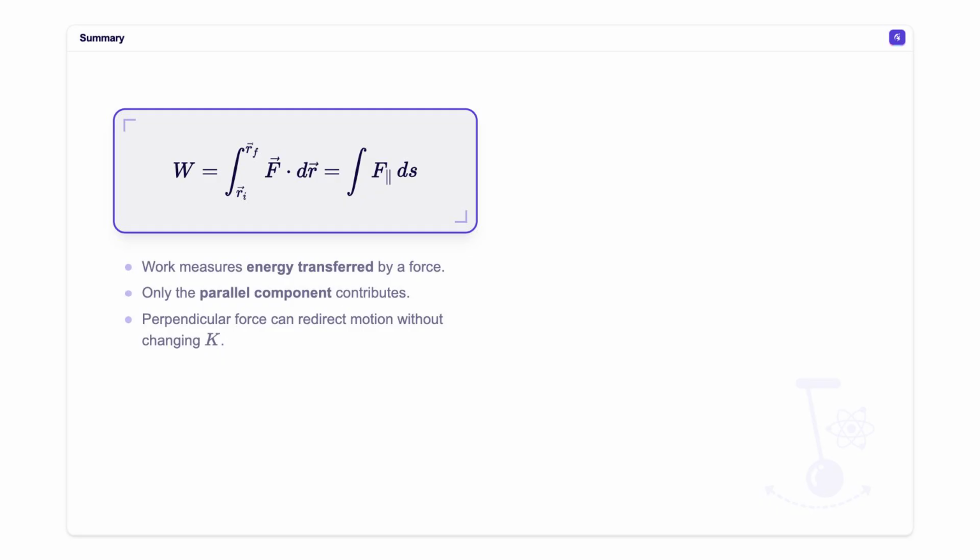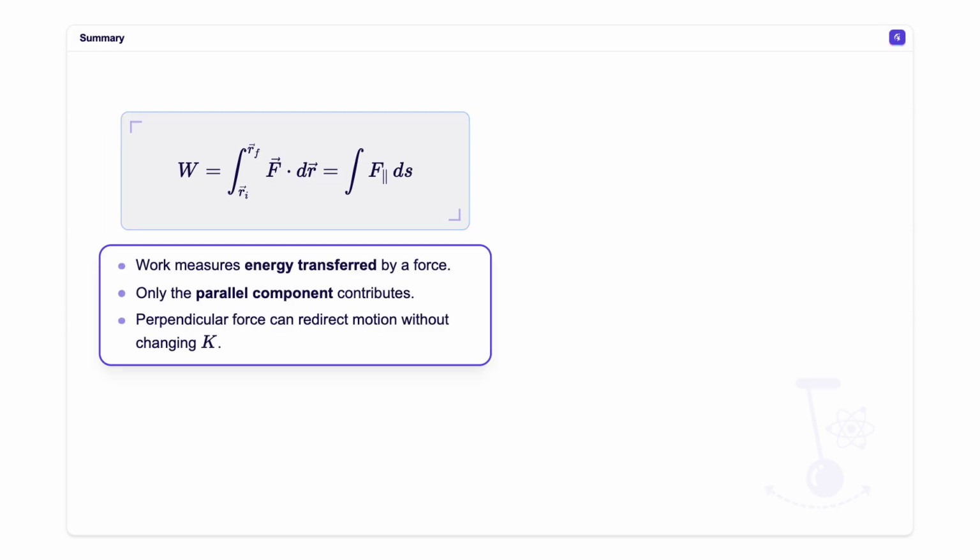After that final check, here are the big ideas to carry into AP-style work and energy problems. When you see a force and a displacement, immediately ask, what energy is being transferred, and by which component of the force? Work is energy transferred by a force through a displacement. In calculus language, work equals the integral of F dot dr, which means you add up tiny pieces of force along tiny pieces of motion. The dot product is the key filter here. Only the parallel component of the force contributes to work.